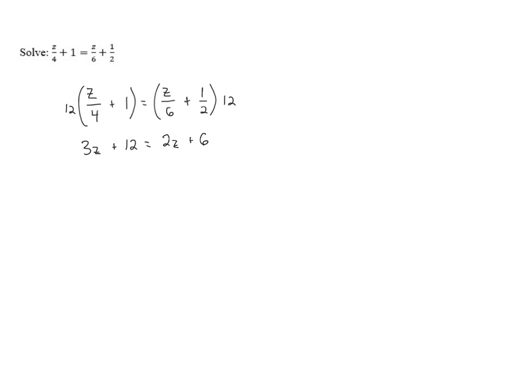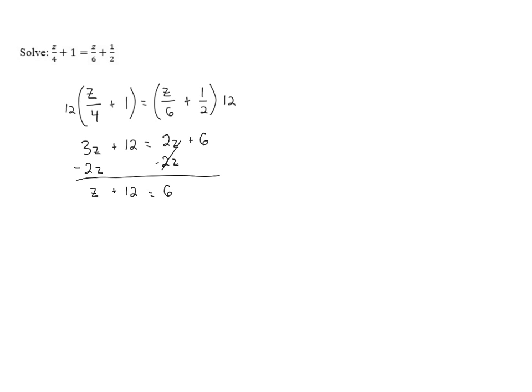Now, again, we find ourselves in the situation where we have a variable on both sides. We need to eliminate one of these variable terms, and we're going to do this by subtracting 2z on both sides. This gets rid of the z terms on the right, leaving us with just the constant term of 6. And on the left, 3z minus 2z is z, so we're left with z plus 12.